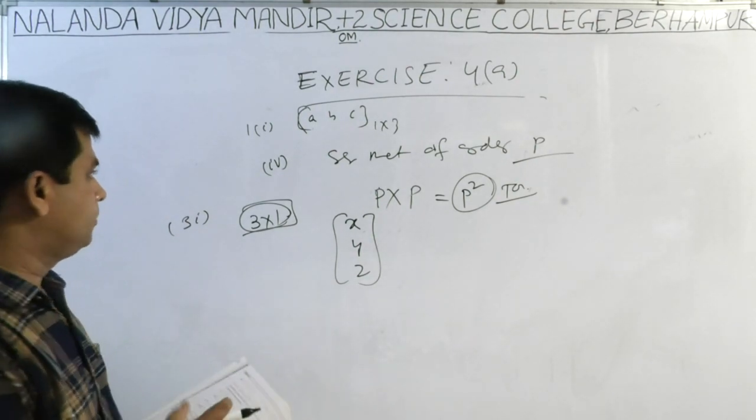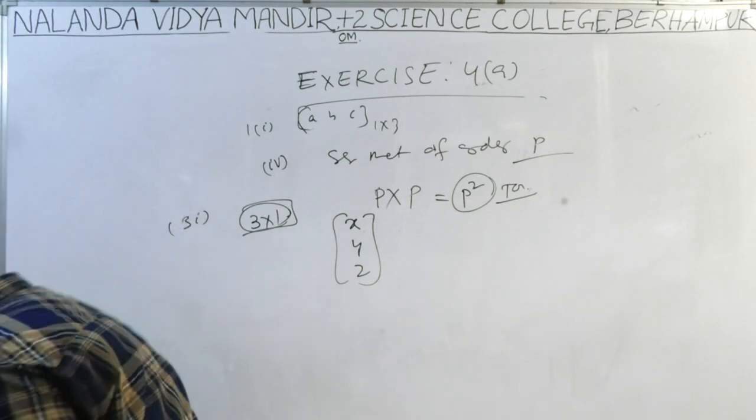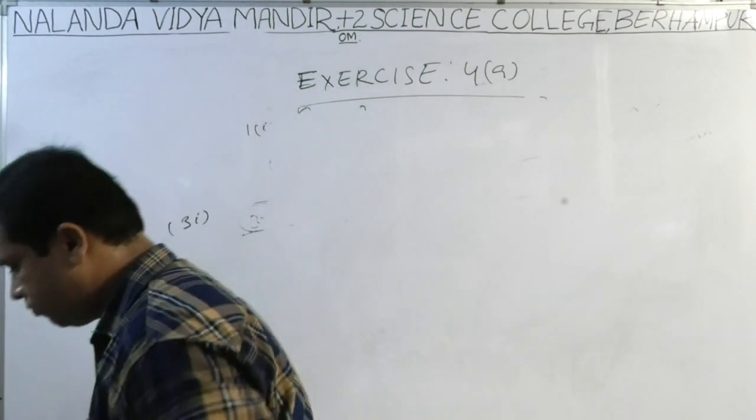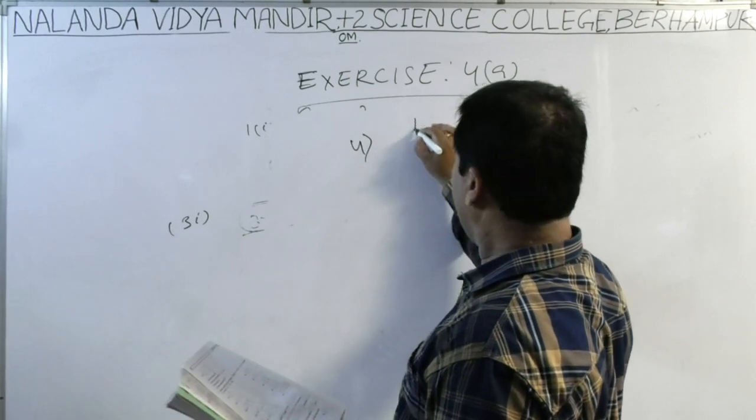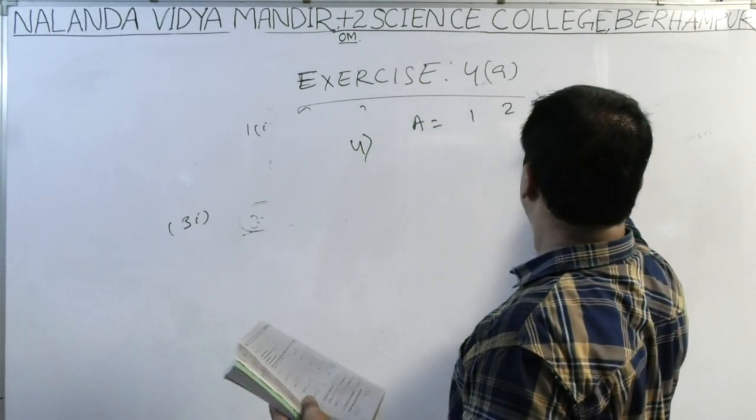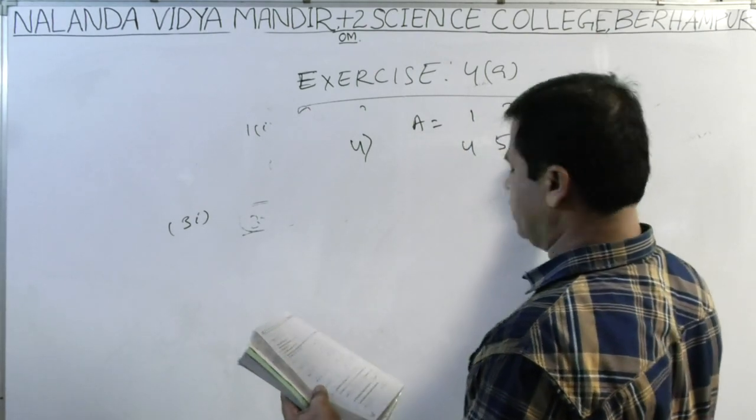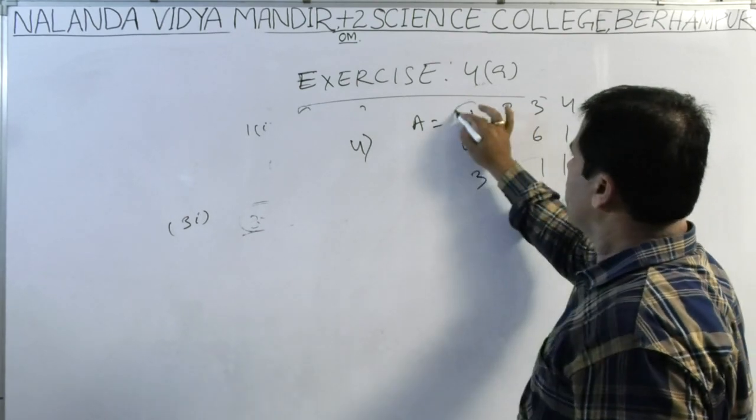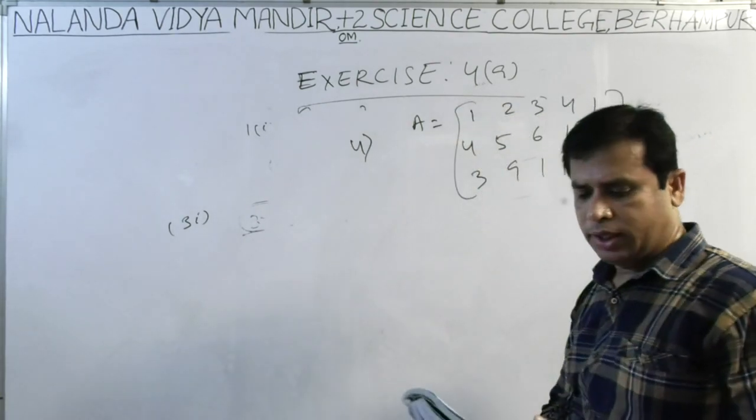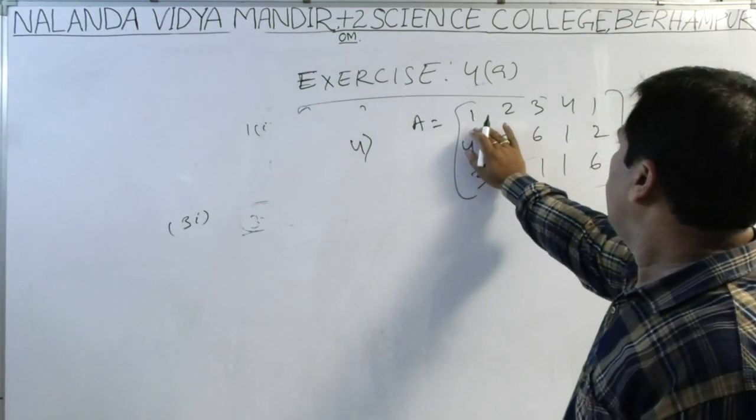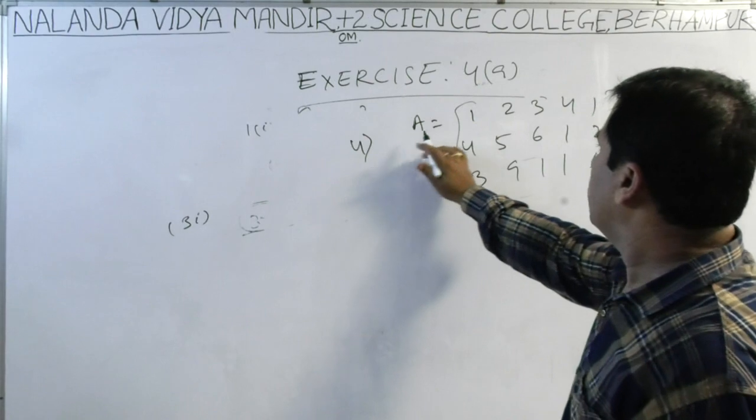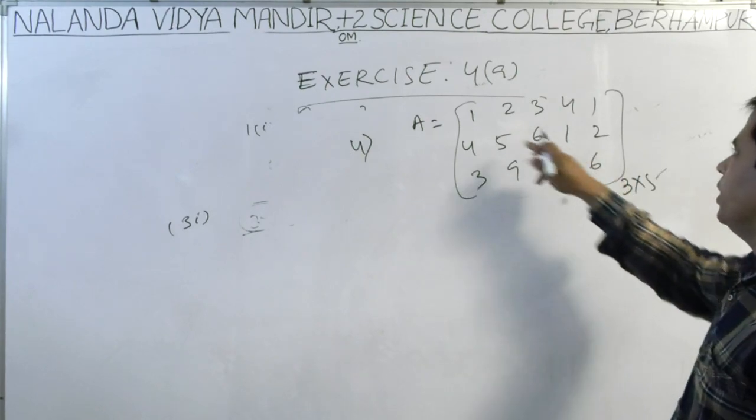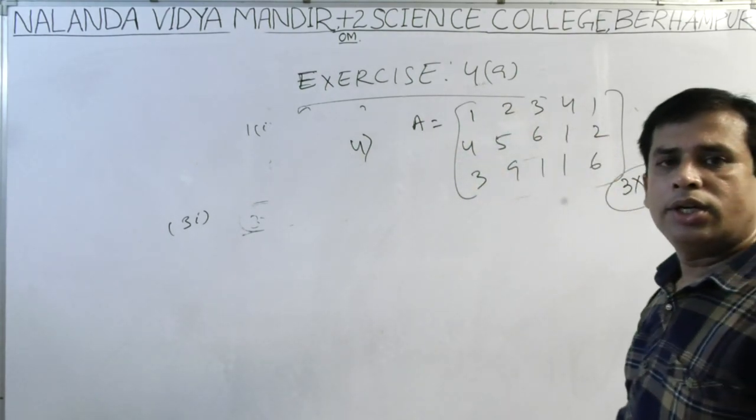Now, the fourth one is: let A be the matrix with rows 1, 2, 3, 4, 1; 4, 5, 6, 1, 2; and 3, 9, 1, 1, 6. First bit: what is the order of A? Order of A means the number of rows and columns. Here there are 3 rows and 5 columns. Therefore, the order of the matrix is 3 cross 5.